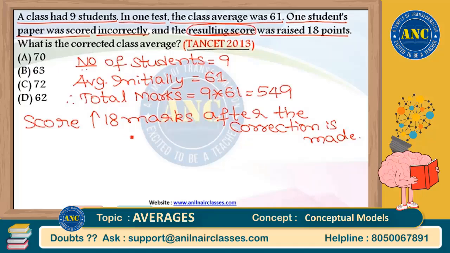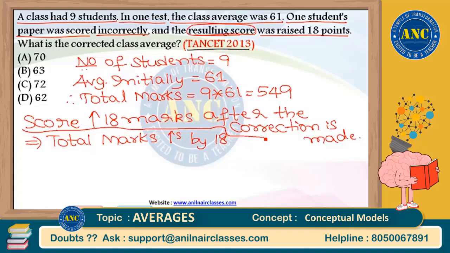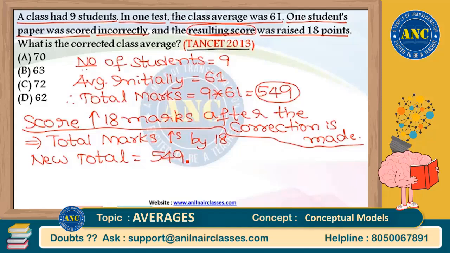Now, score increases by 18 marks is equivalent to saying that total marks increases by 18. Both are same. That is the reason I discussed the key point before solving this question. Total marks increases by 18. Earlier the total was 549. Now the new total will be 18 marks more than 549. So it is 549 plus 18, which is 567.